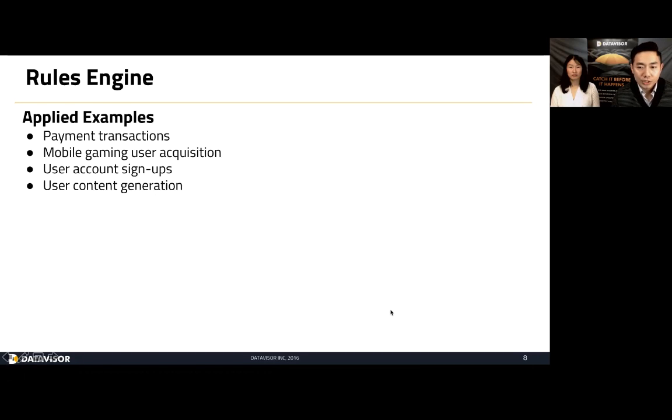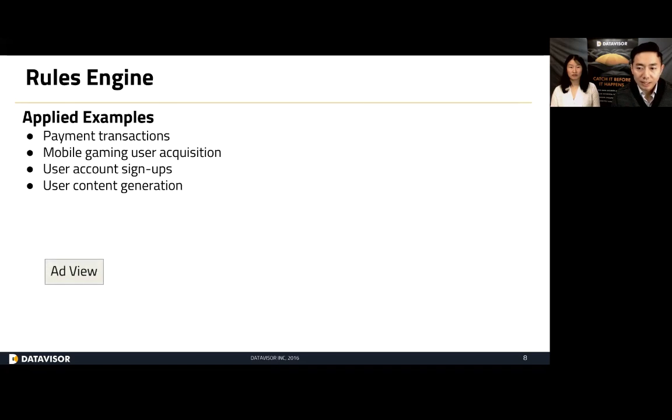So rules engines rely on domain expertise from fraud analysts, and the applications for rules engines can be quite broad. Rules engines can be used to detect a variety of fraud, from stolen credit card payments to fraudulent mobile game installs to fake user account registration and fake content generation. We will walk through the case of user acquisition fraud in mobile gaming. Just bear in mind the simplicity of this example, as it's just meant for the purpose of illustration.